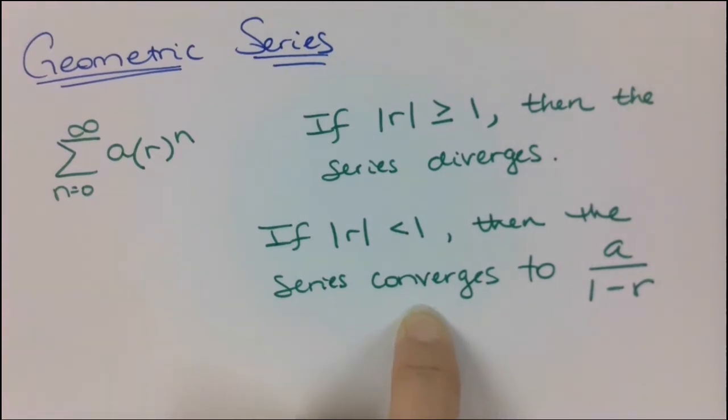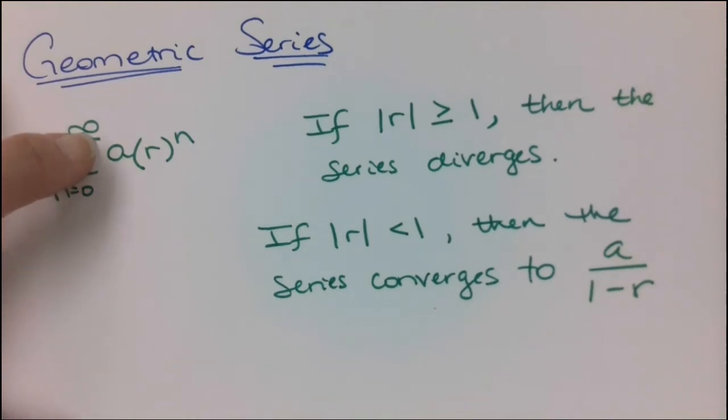And for geometric series, we can actually calculate what the series will converge to. This will not always be the case. We won't always be able to calculate this value, but for geometric series, we can. It's going to converge to a over 1 minus r, where a is the first term of the sequence, divided by 1 minus the common ratio.